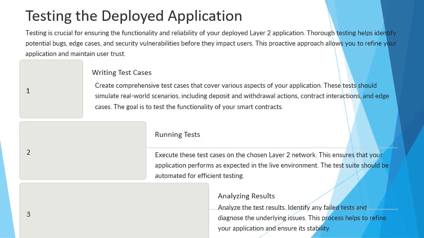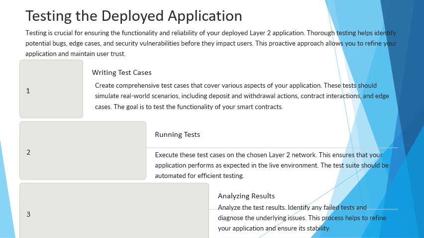As we have seen before, testing is crucial for ensuring the functionality and reliability of our deployed layer 2 application. Thorough testing helps identify potential bugs, edge cases, and security vulnerabilities before they impact users. So, the first step is writing test cases. We must create comprehensive test cases that cover various aspects of our application. These tests should simulate real world scenarios, including deposit and withdrawal actions, contract interactions, and edge cases. The goal is to test the functionality of our smart contracts.